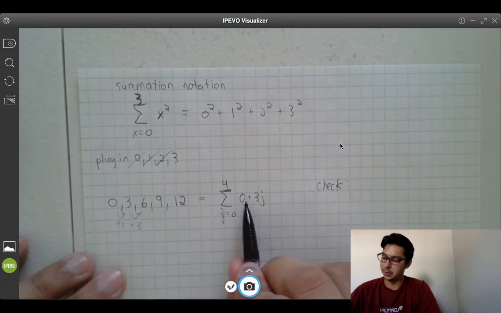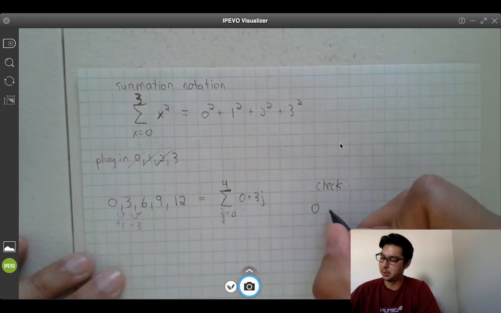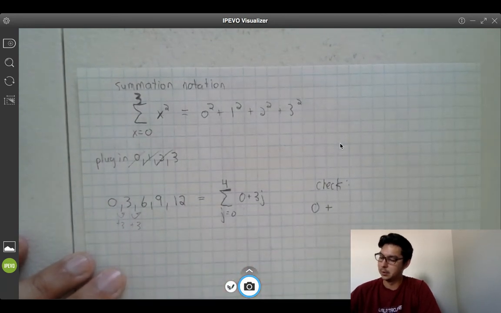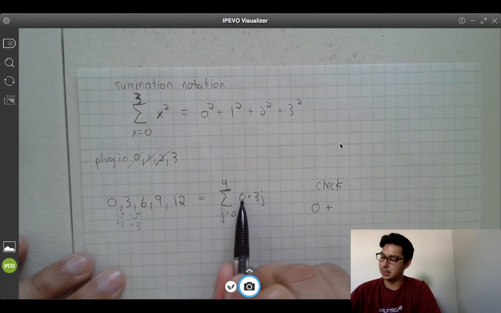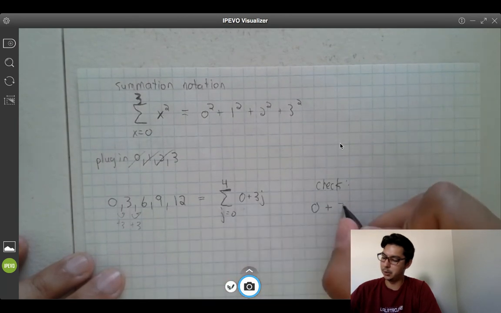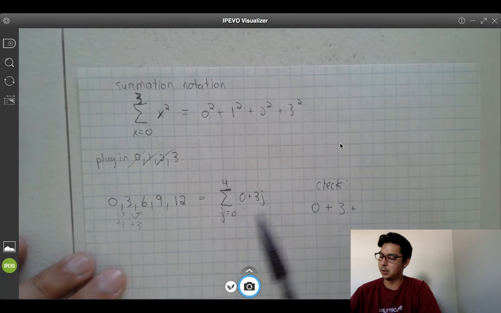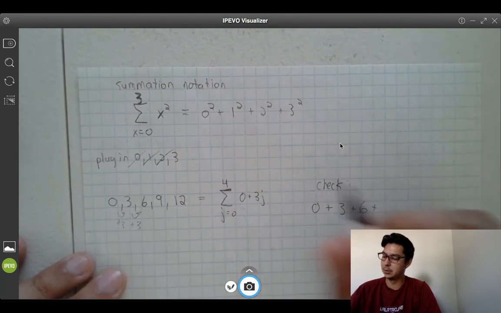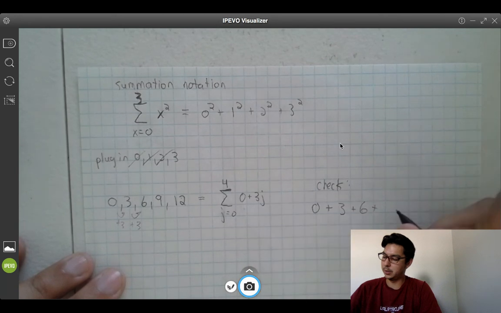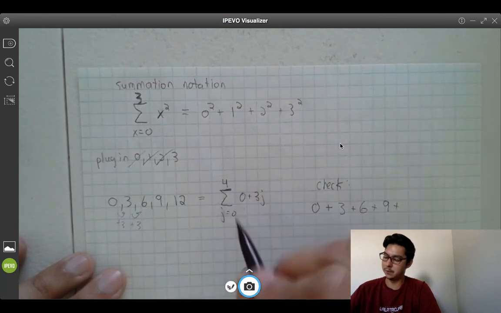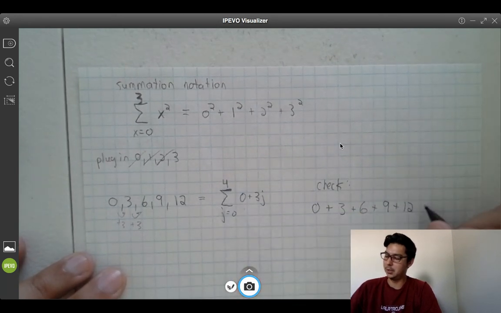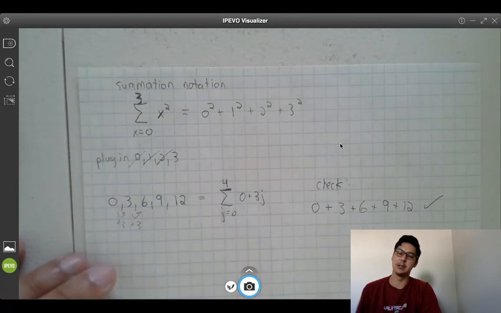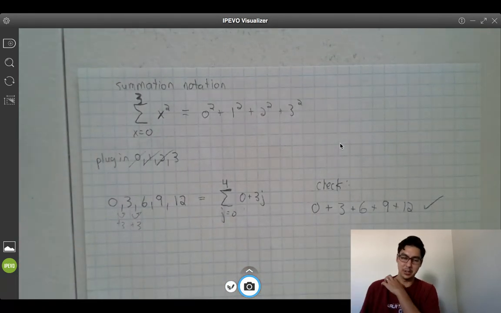And if you wanted to check this, plug it in. So if you plugged in 0, you'd be at 0. Plus, and then you plug in 1, you'd be at 0 plus 3 times 1, which is 3, which is good. And you plug in 2, then you'd be at 6. Plug in 3, 3 times 3 is 9. Plug in 4, which is your final index, you'd be at 12. And that is what we want to add over there. So there you go. So that's summation notation.